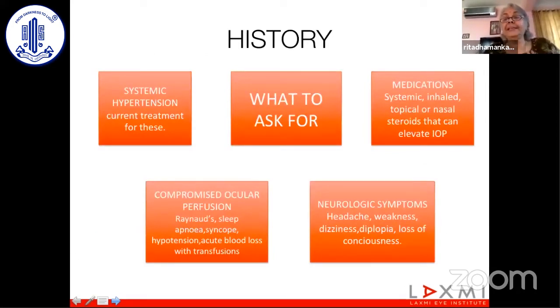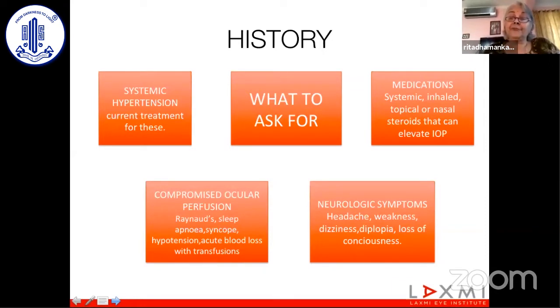So what do we really need to ask for? We need to ask them history, and history of systemic hypertension is one of the most important things that we need to find out. We also need to find out the current treatment that they're using for the systemic hypertension. Other than that, we need to find out what medications are they taking, especially if they are steroids. They could be systemic, inhaled, topical, or nasal steroids, and all of these can actually elevate the intraocular pressure.